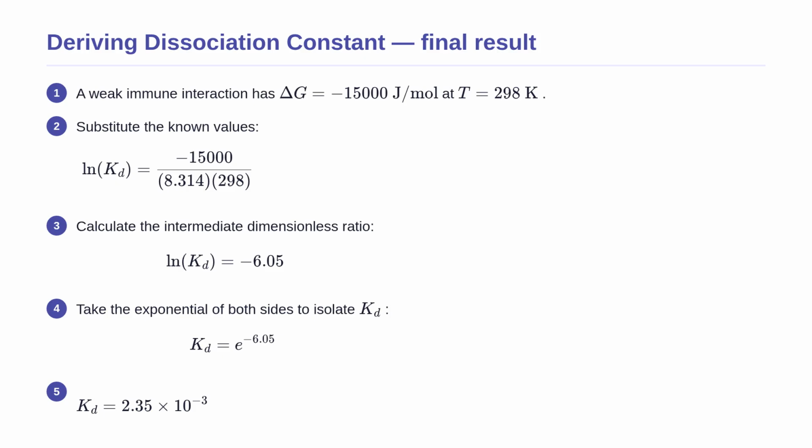To completely isolate the dissociation constant, we take the exponential, or anti-logarithm, of both sides. Raising the mathematical constant e to the power of negative 6.05 gives our final result of 2.35 times 10 to the negative 3. Intuition tells us that because this Kd is significantly larger than the cholera example, the bond is much weaker, allowing immune cells to briefly scan a cell and quickly move on.